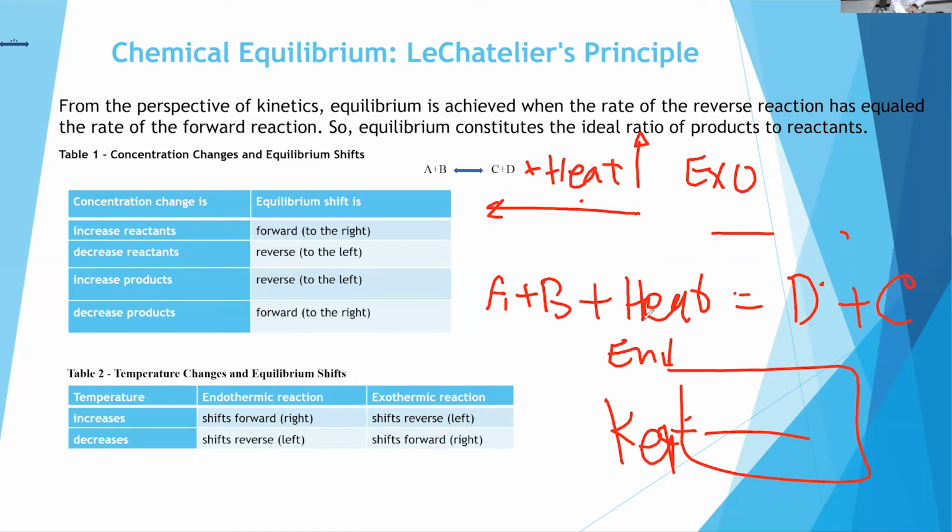If it's endothermic, consuming heat would go to product, because heat is a reactant, so it would form product. If it's exothermic, consuming the heat means using product, so the reaction is going to produce more reactant.